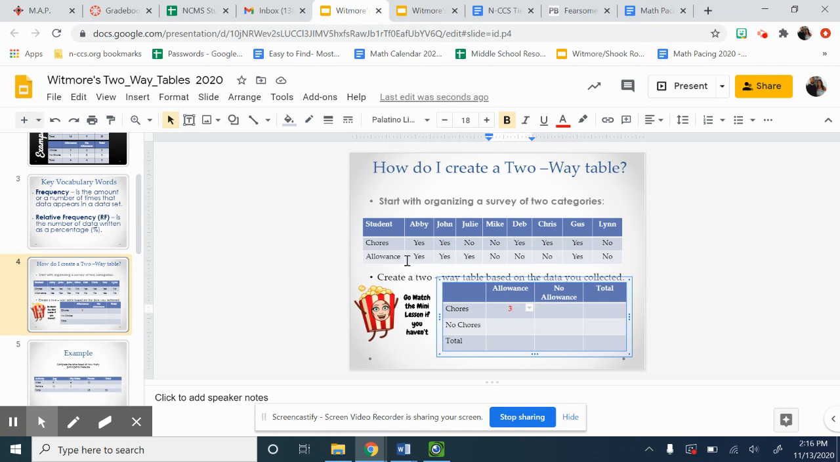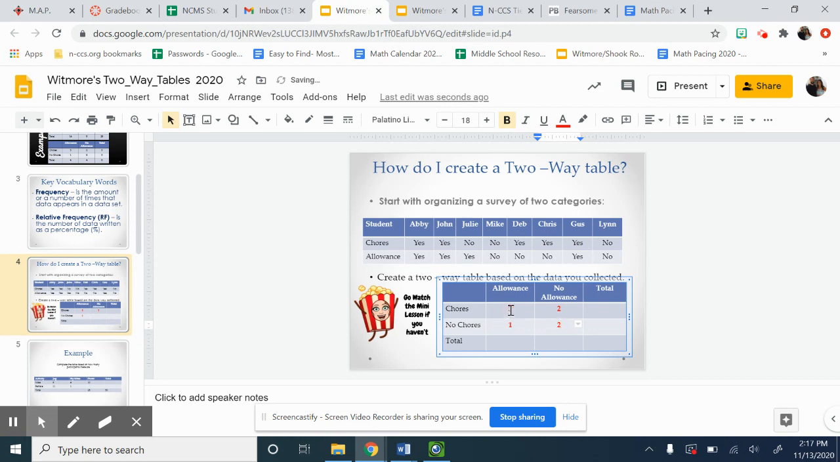So now let's look for allowance and no chores. There's 1. So just 1. So now we're going to do chores, but we get no allowance. There's 1. There's 2. And now who does no chores and gets no allowance? There's 1, Mike, and 2, Lynn.